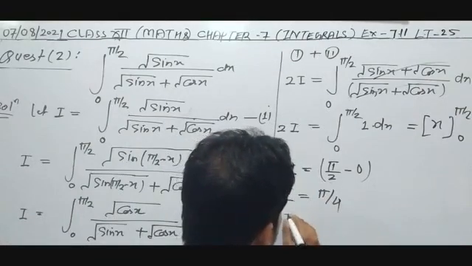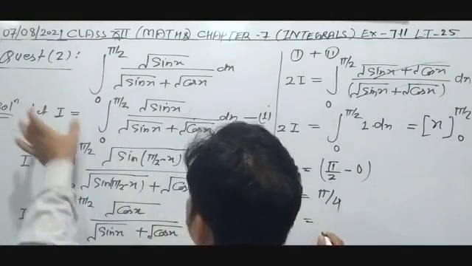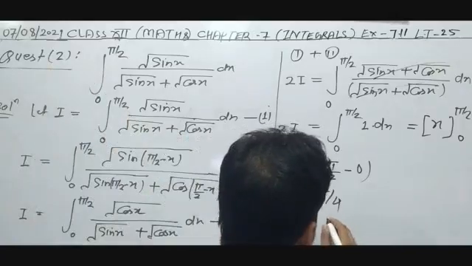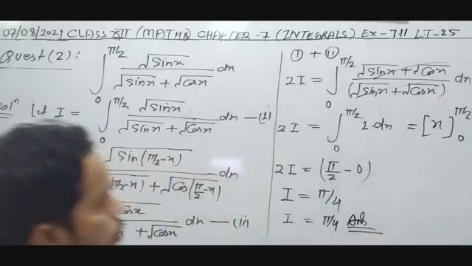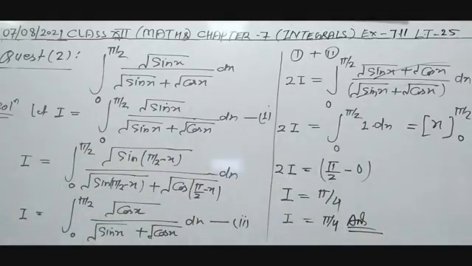I is equal to pi by 4. This is the answer. I, its result is pi by 4. So pi by 4 is the answer. Now question number 2 is completed.